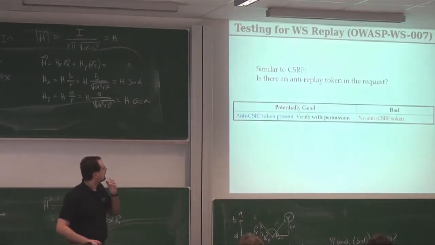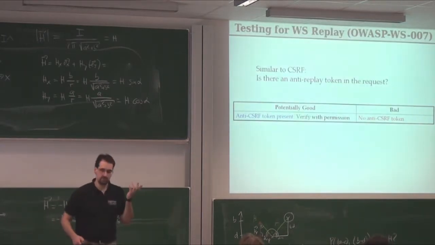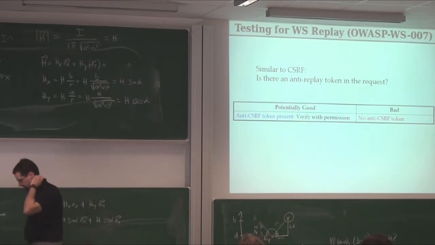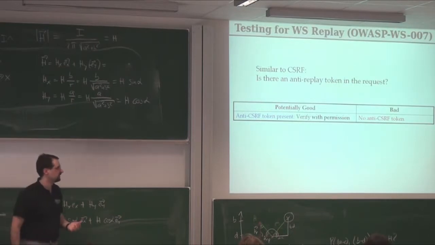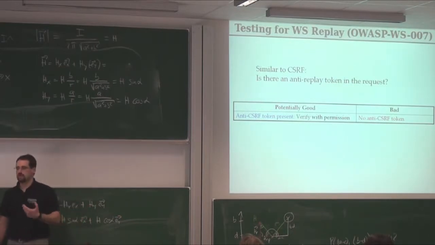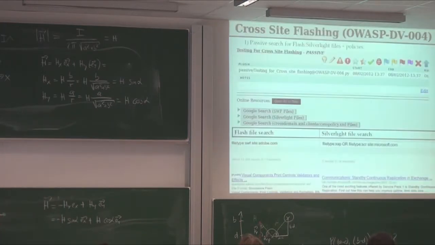And then for web service replay, this is kind of similar to cross-site request forgery, because to prevent the replay, we also need some form of random token or something similar to this. So if there's no token, if there's nothing to prevent the replay, there is replay, and we don't need to try it because there's nothing, yeah?